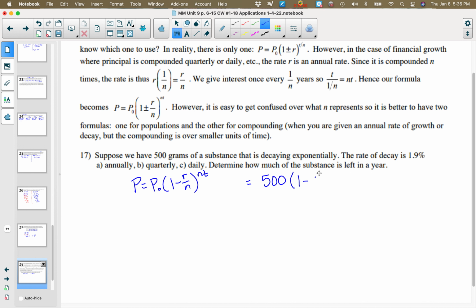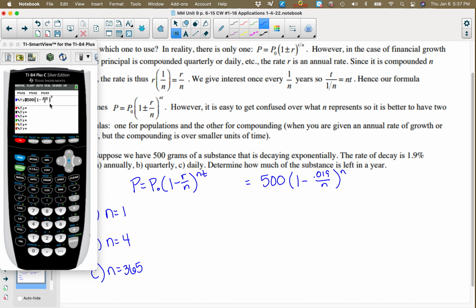So we would have r is 0.019. We're going to be putting that over n, and then we have an n here. So for part A, we're going to let n equal 1. For part B, we're going to let n equal 4. For part C, we're going to let n equal 365. I'm going to pause this so I can put this into my calculator since I only have one variable, and then that's just going to be easier to plug that in.